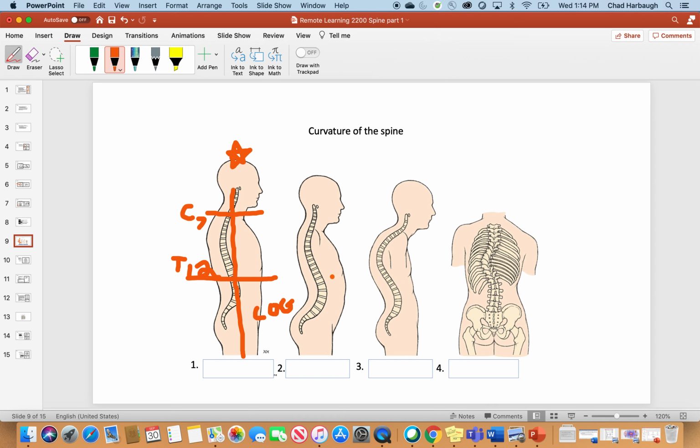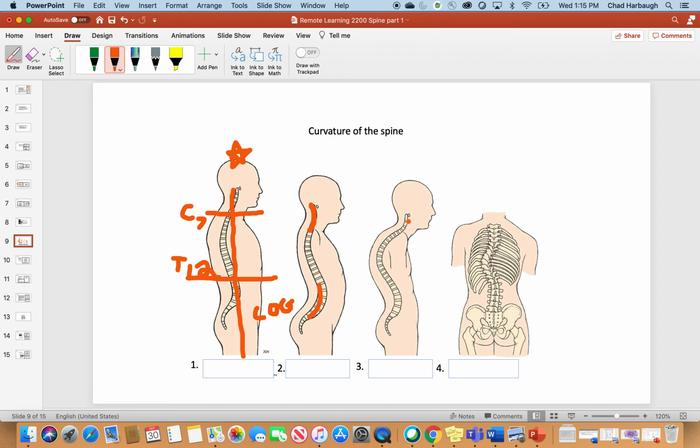The second one is referring to a lordosis, where we see, and I'll draw a line down here, this lordotic curve means that we're increasing the posterior concavity of the lumbar, and we also can see it occurring up into the cervical regions. So we just see this increase of posterior concave curve in both of these regions.